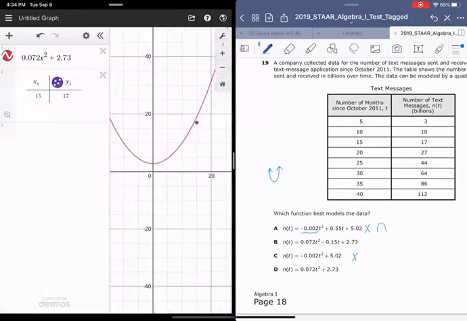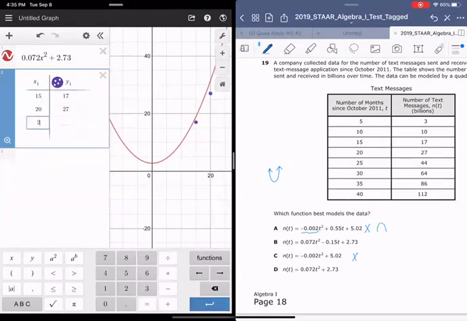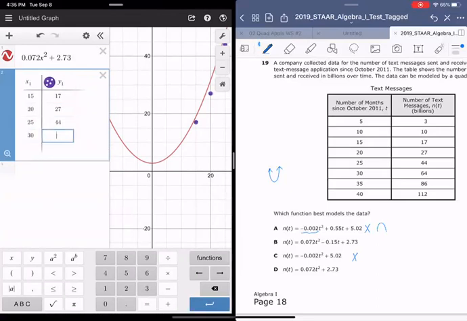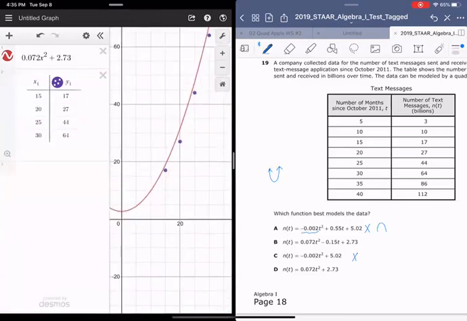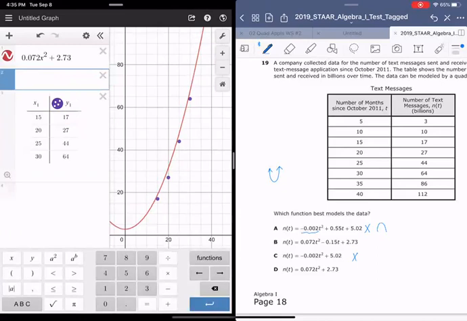You see the line and the dots are aligned closely, right? And then I do 20 and then 27, yes? And I do 25 and I do 44, okay? And I do 30 and then I do 64. You see they line up pretty well with those dots, right? Yeah. And of course, I can also double check to see if B is even better.